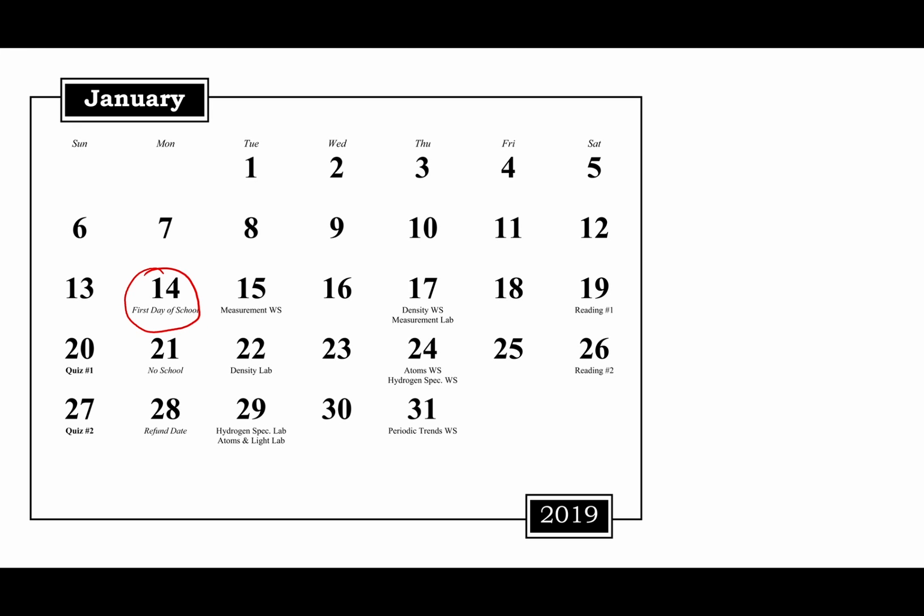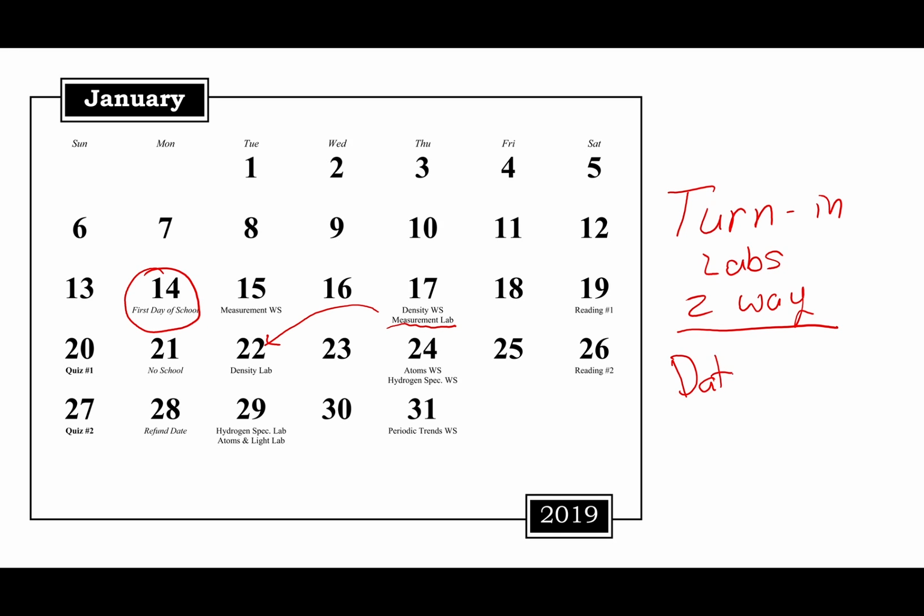Now, one thing about labs that's a little bit different is you're going to be turning in labs 2 ways. One way is you get till the next lab period to turn in the lab. So therefore, if we're talking about this measurement lab, it'll be due the 22nd. So by the 22nd, when you come into class, you're going to turn in your data page for that lab. I just want the data page. You're also going to have turned it in before you get to class on the 22nd online. And I'll show you what that looks like right now.